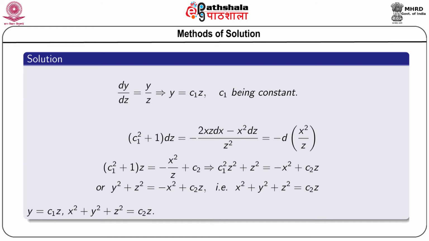Now, this first and third equation will give an equation which is solvable, and integrating it we will get another integral, which is written here: x square plus y square plus z square equals c2 z. Therefore, there are two integrals of the given equation: one is y equals c1 z and the other is x square plus y square plus z square equals c2 z. So, in this way we can solve the simultaneous equation using method 3.